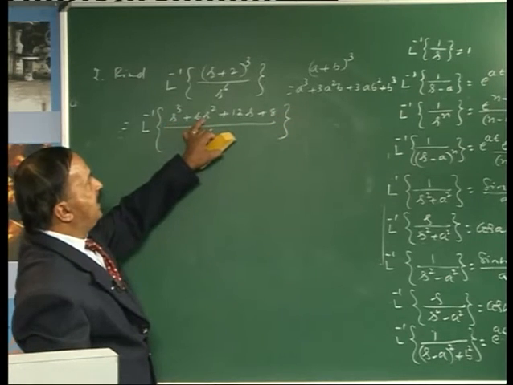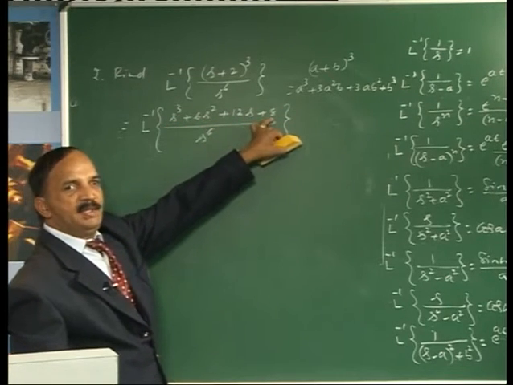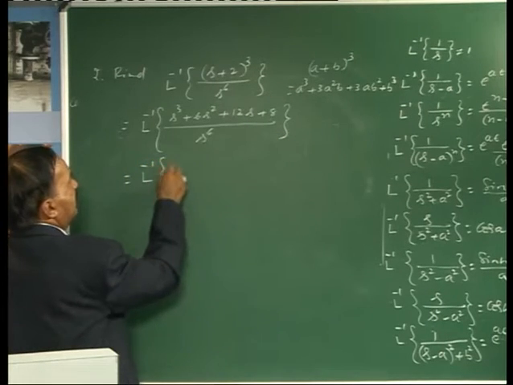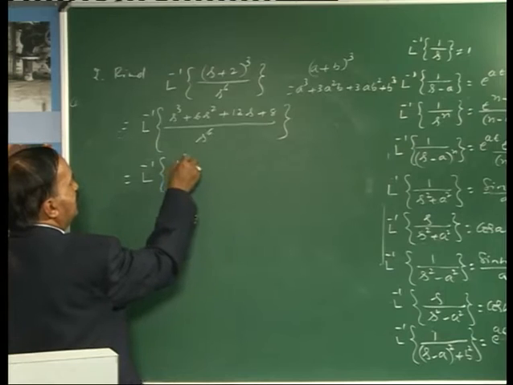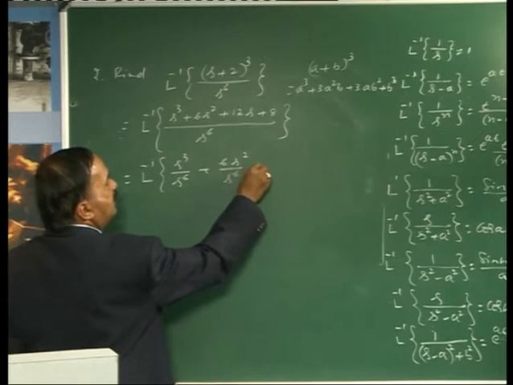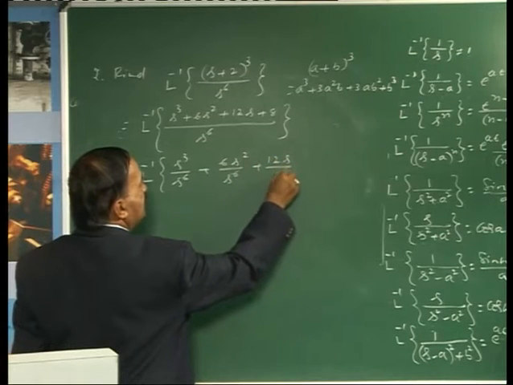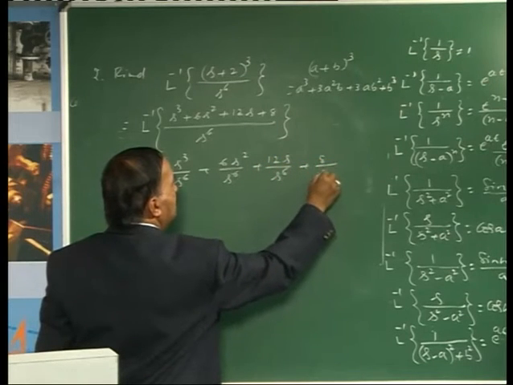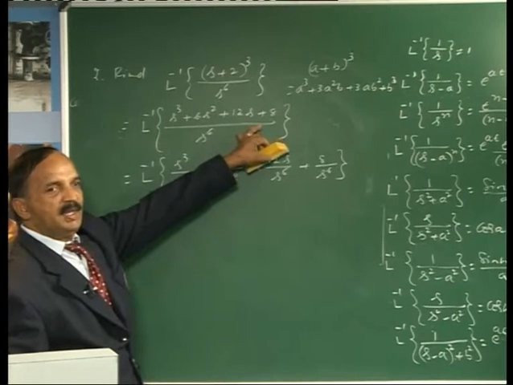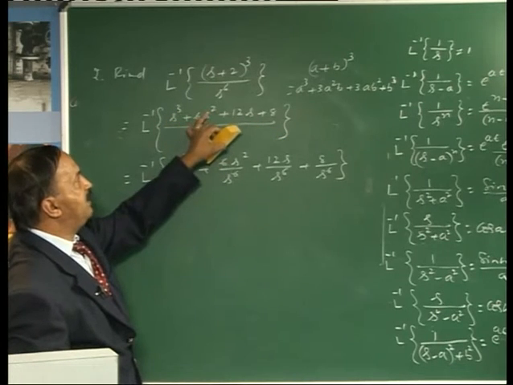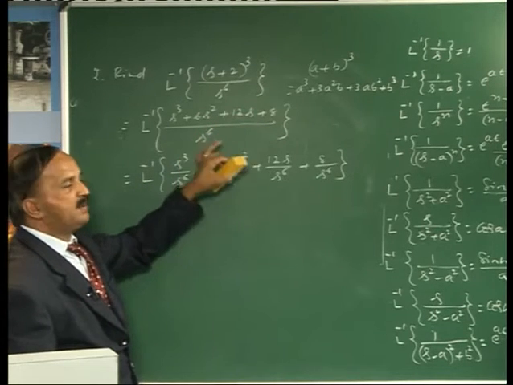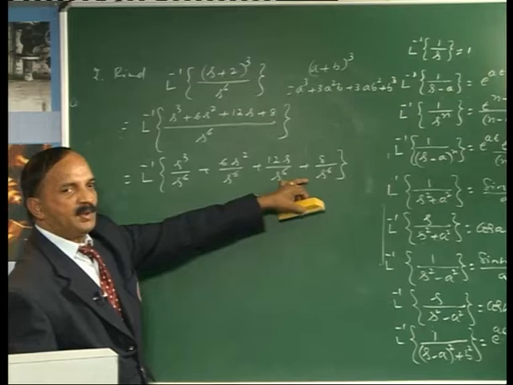Here, a cube plus 3 a square b plus 3 ab square plus b cube. Next step, you separate all the terms here: s cube by s to the power of 6 plus 6 a square by s to the power of 6 plus 12 s by s to the power of 6 plus 8 by s to the power of 6. That means just by separating all the four terms here, so this divided by the denominator again, plus 6 a square by s to the power of 4 plus 12 s by s to the power of 6 plus 8 by s to the power of 6.